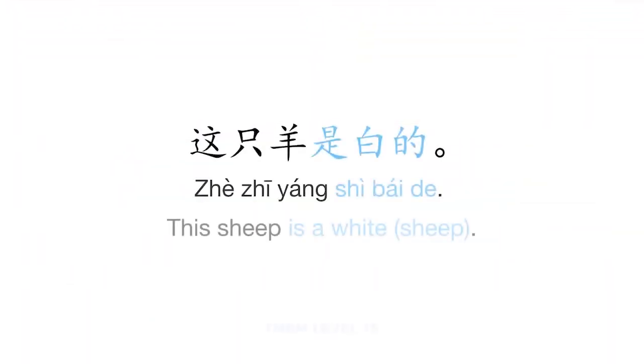So the first one, GS special, 是 description 的. The speaker will often emphasize a description. So for example, check out this sentence. 这只羊是白的. 这只羊, so 只 is the measure word. So this is saying 是白的. 白 is white. So this is saying this sheep is a white sheep, 是白的, or this sheep is white.